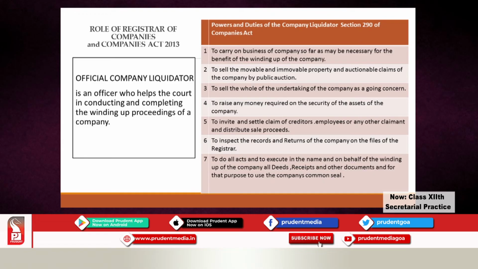Seventh point, to do all acts to execute in the name and on behalf of the winding up of the company all deeds, all receipts and other documents, and for this purpose to use the company's common seal.